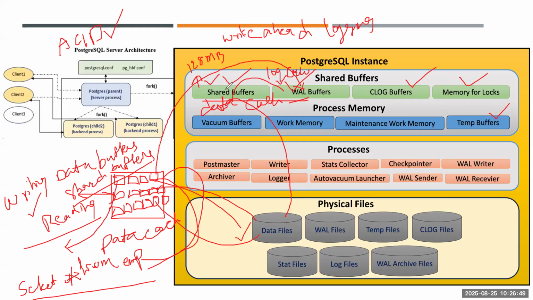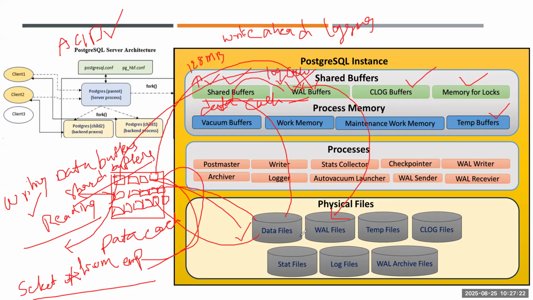See, D stands for durability. Basically, every change we are making needs to go to the WAL. That is how the engine is designed. Whatever change you are making, those changes will go to the WAL buffers. From WAL buffers to WAL files.